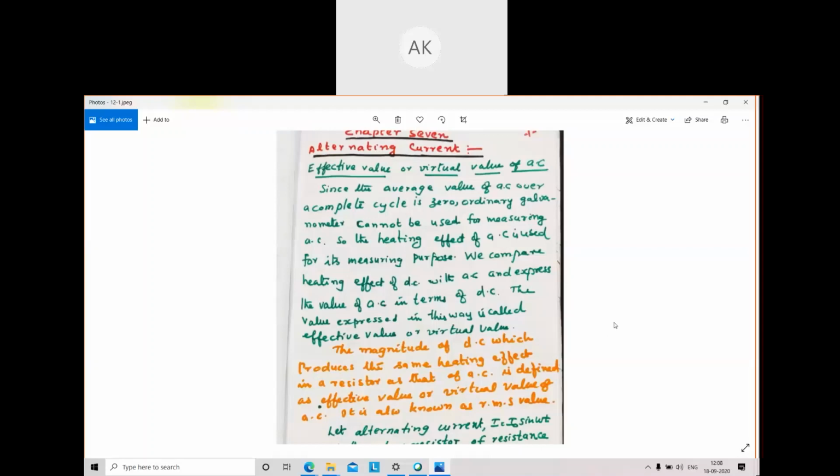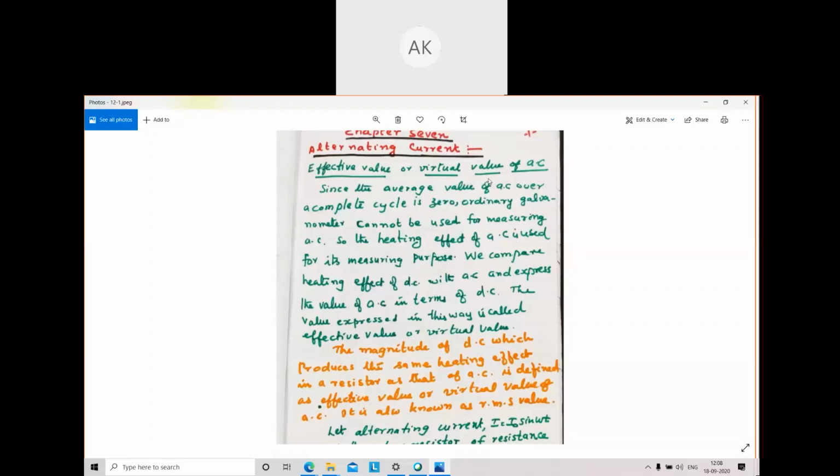That means a steady current. It is that steady current which produces the same effect as is done by the AC when it is passed through a resistor, for the same time through the same resistor. So what is the RMS value or virtual value of AC? It is considered as a steady value.